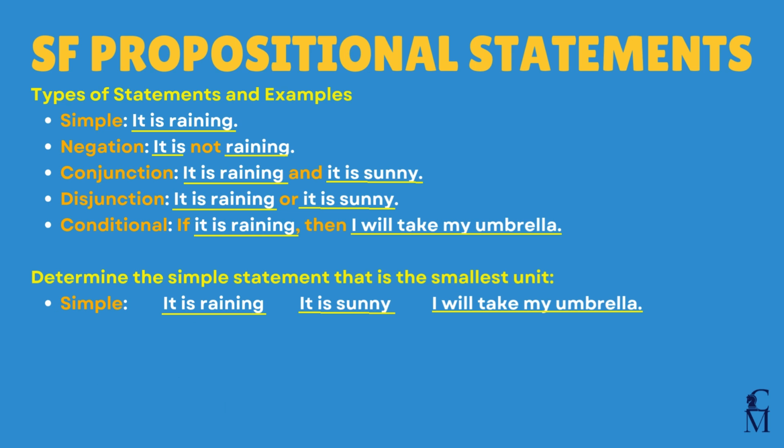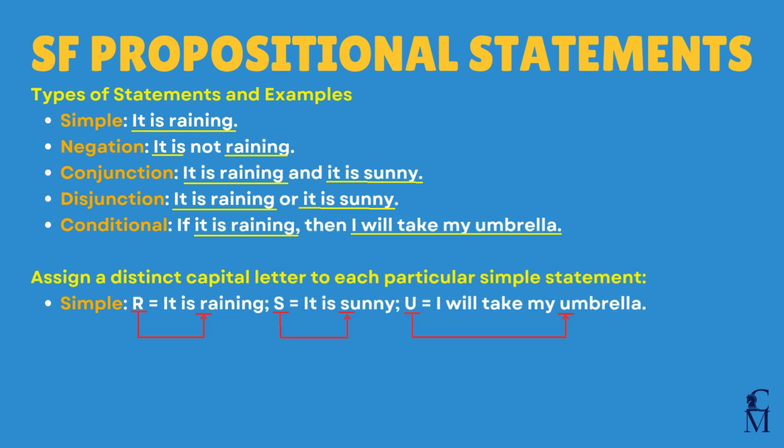Let us say we have the following three simple statements. It is raining, it is sunny, and I will take my umbrella. Because these are three different simple statements, we will assign each simple statement a different capital letter. We will use the capital letter R to stand for the simple statement it is raining, since the letter R will help us remember that the letter stands for the statement it is raining.